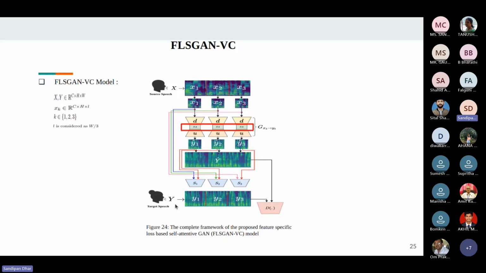final mel spectrogram. Then we also try to trace the difference between each of the generated segments, because speech has sequential information. We want that the sequential information should not get distorted. That's why we use the Siamese loss, which keeps on checking the trace of this sequential information.